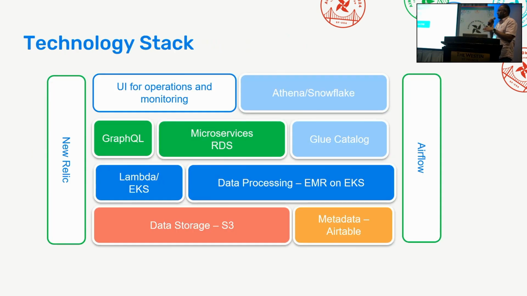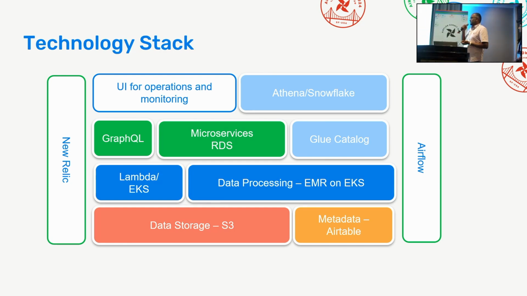Basically, we already have a foundation. We have everything on the AWS cloud. So our data storage layer is S3, and our metadata layer is Airtable. We use Airtable to do all this metadata management. And then we use EMR on EKS for data processing. And then for all compute, we use Lambda and EKS.